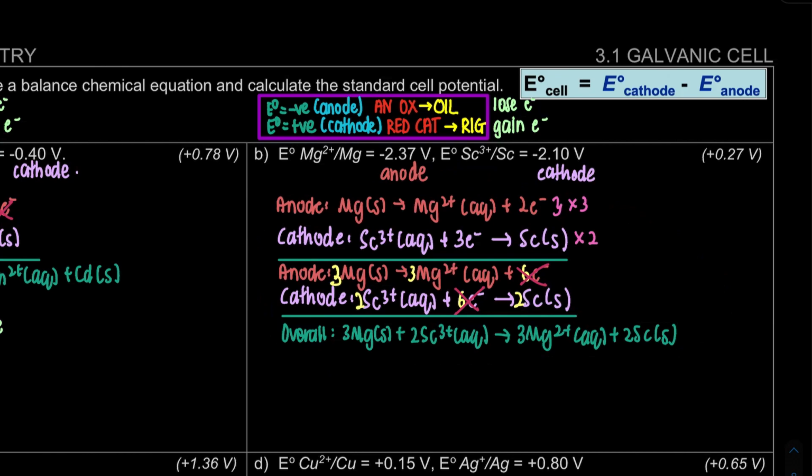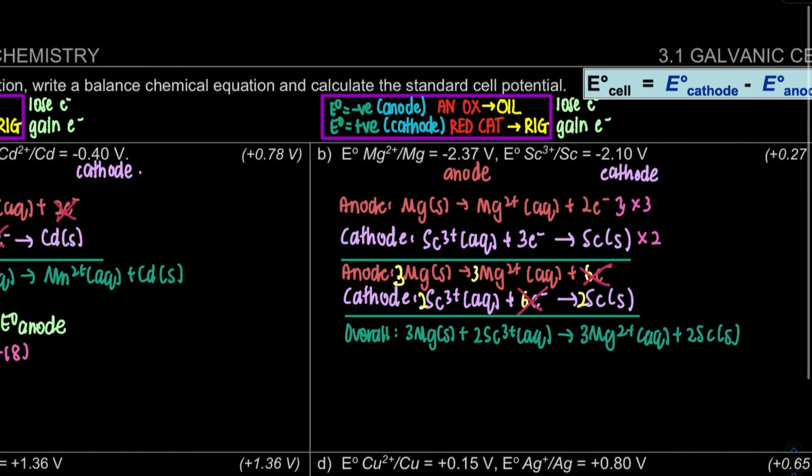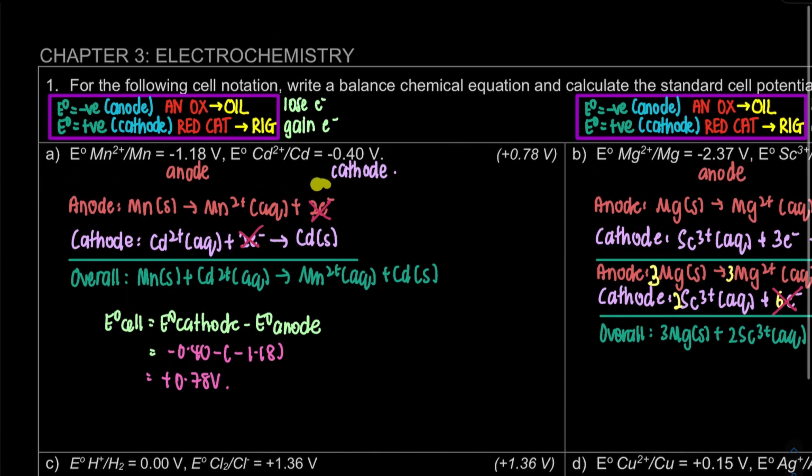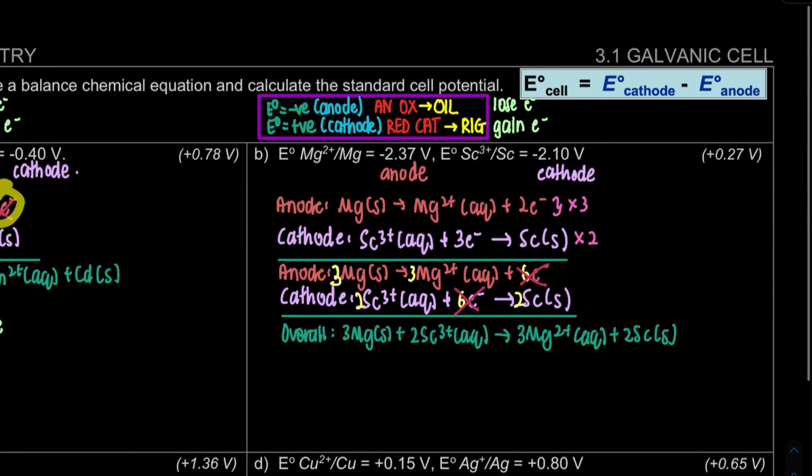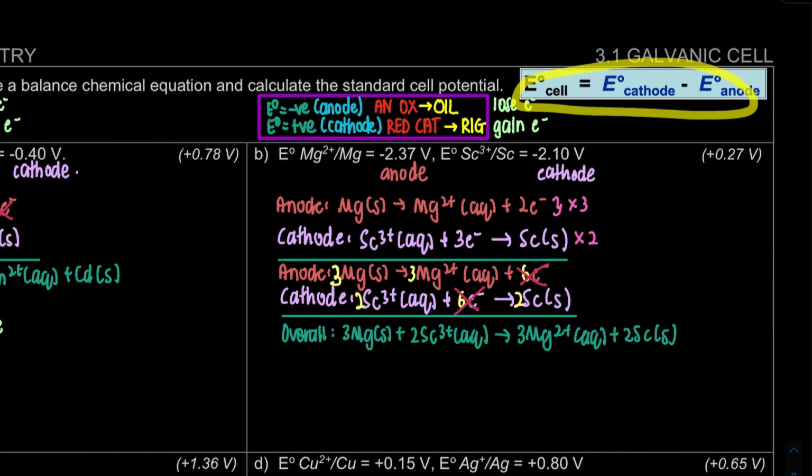This one has an extra step. In the previous example we didn't have to multiply anything since the electrons were the same. Here we have to multiply because the electrons are not the same. When we multiply, multiply everything. Okay, so that is the chemical equation. Next, we're going to calculate the E0 cell. For the E0 cell, even though we multiplied above, the E0 cell does not need to be multiplied.